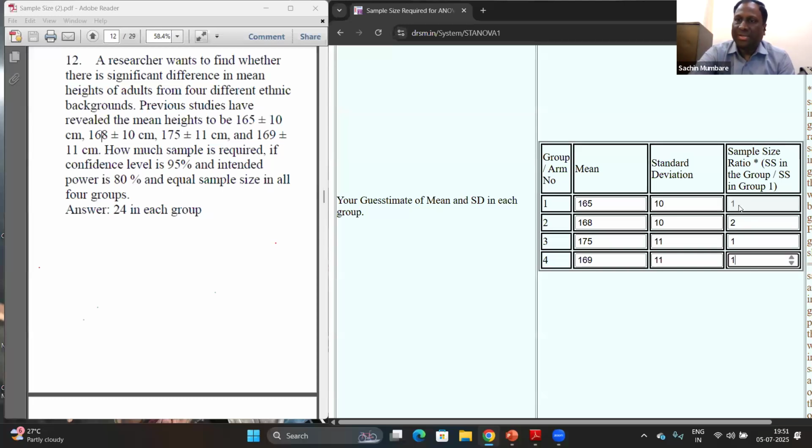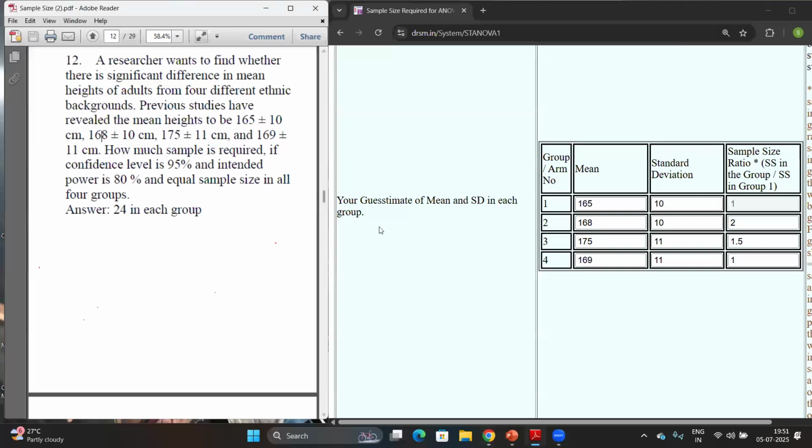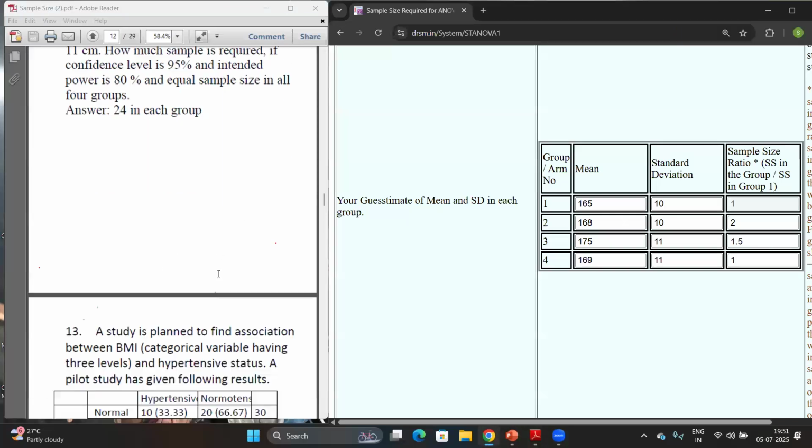This means that if there are 100 persons in group 1, there will be 200 persons in group 2, 100 persons in group 3, and 100 persons in group 4. Simple. If this is 1.5, this means that if there are 100 persons in group 1, there will be 200 persons in group 2, 150 persons in group 3, and 100 persons in group 4. That's all. Understood? Thank you so much. Got it. Okay.